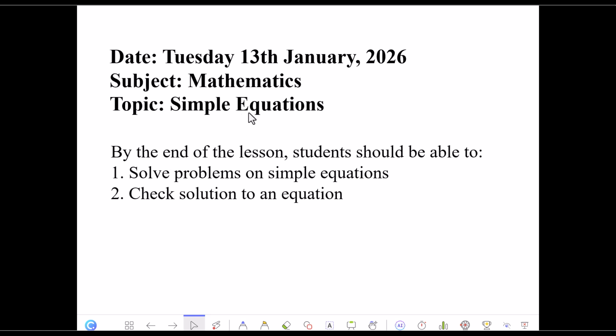And today will be our last day for the topic simple equation. We are still going to solve more problems on simple equations and to check the solution. So let's go straight to what we have.